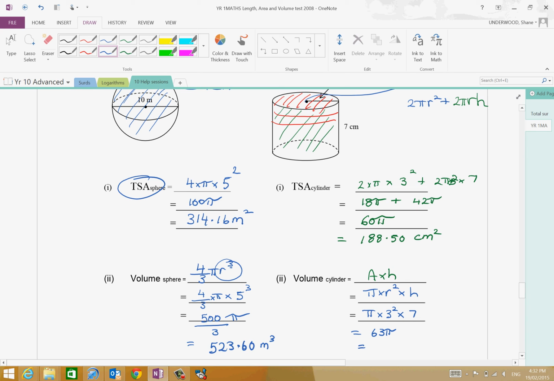And we work that out in our calculator, and that is going to be equal to 197.92. What's the unit? Centimetres cubed. Make sense? How are you feeling about total surface area and volume?